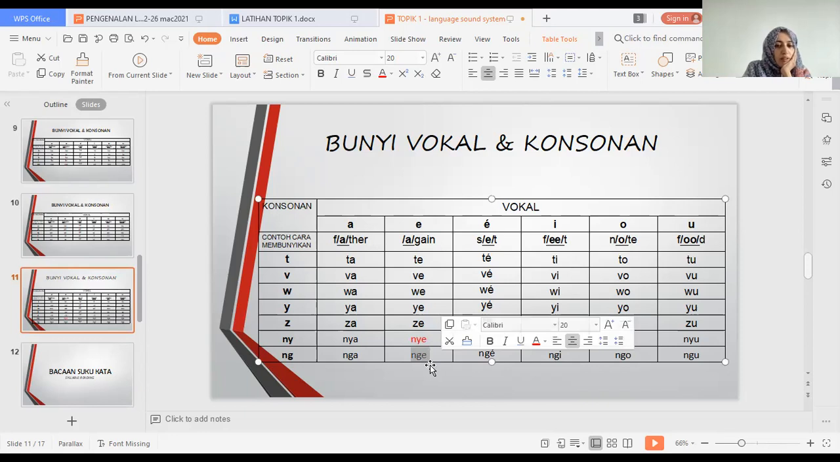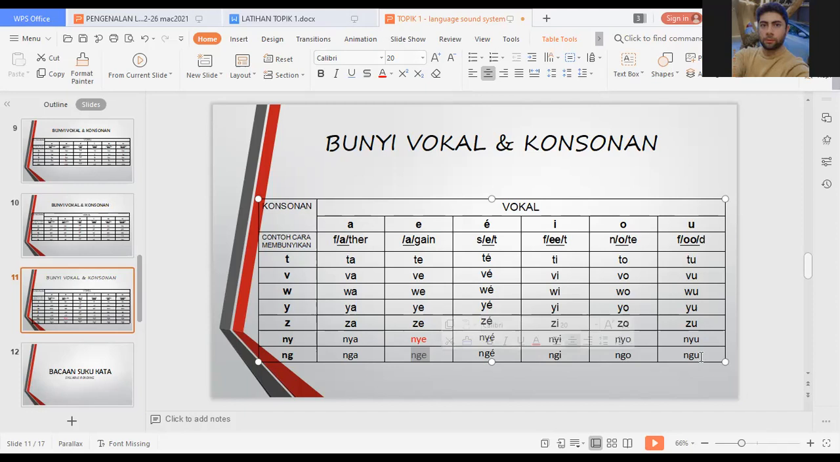You have to open your mouth. Not to be longer. Nya, nya. Okay, you see my teeth? Nya, but nge, nge. The different type. All right. Nge. Ne. Okay. N-G-I? Ni, ni. Okay. N-G-O, ngo. N-G-U, ngu. Yes, very good.